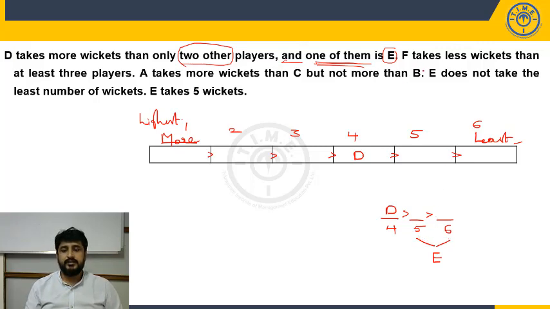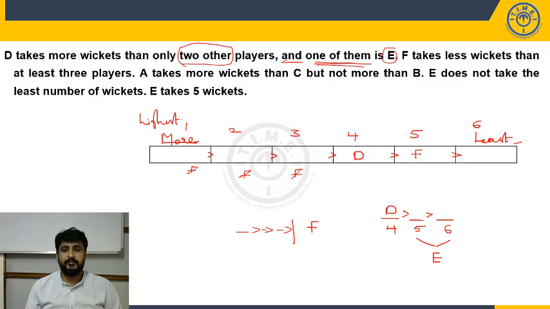And what is given next? F takes fewer wickets than at least 3 players. So F takes at least means minimum. So before F, minimum 3. It could be more than 3 also. So F cannot be in the first position, even in the second position, even in the third position. Already in the fourth position we have D. So F will be in one of these two positions only.